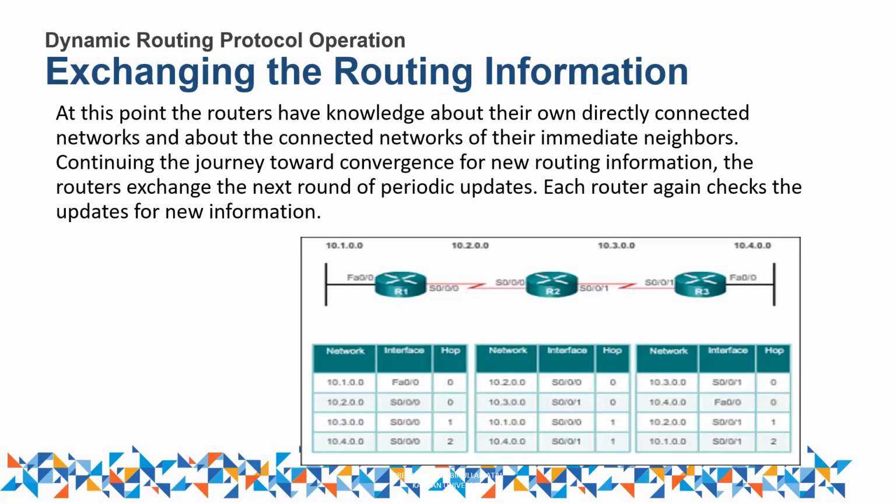Now you can see the result of this process: these routers have the same information in their routing table. For example, router 1 knows where is 10.1.0.0? Where is 10.2.0.0? Where is 10.3.0.0? Where is 10.4.0.0? Okay, router 1 knows about this.